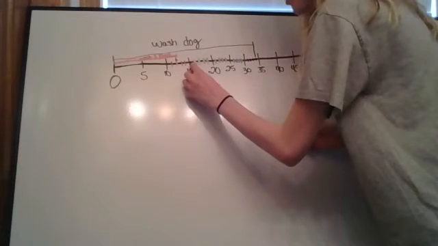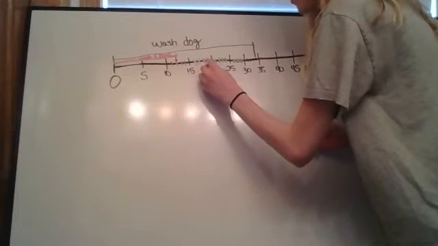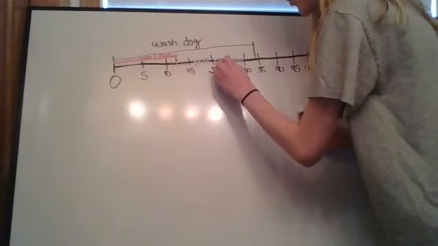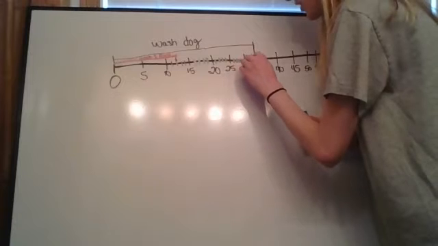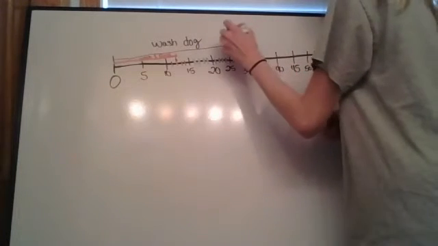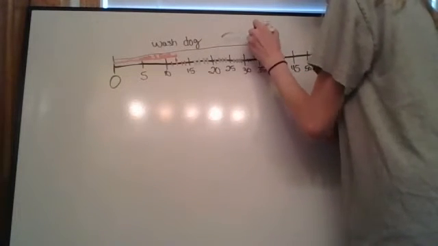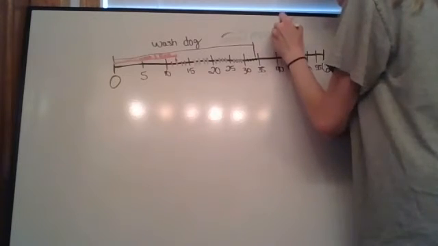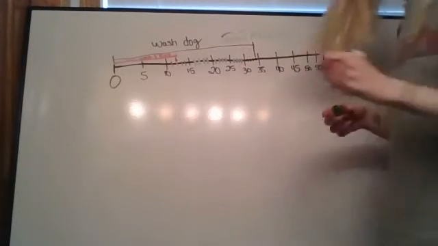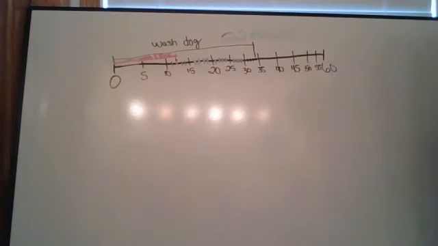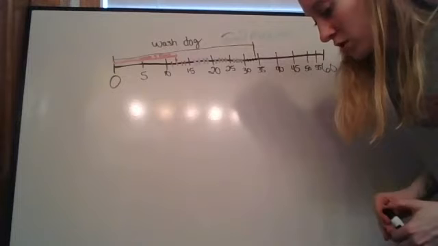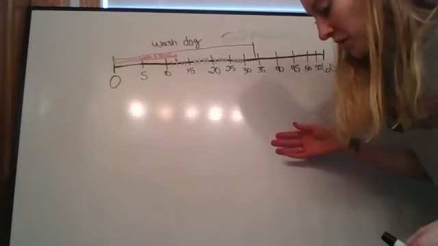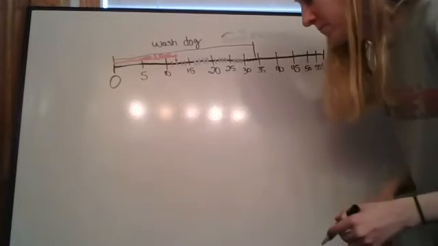1, 2, 3, 4, 5, 6, 7, 8, 9, 10, 11, 12, 13, 14, 15, 16, 17, 18, 19, 20, 21, 22. I have 22 minutes that she spent getting her dog into the bath. So this was us drawing a number line to model, and it says, and write an equation.